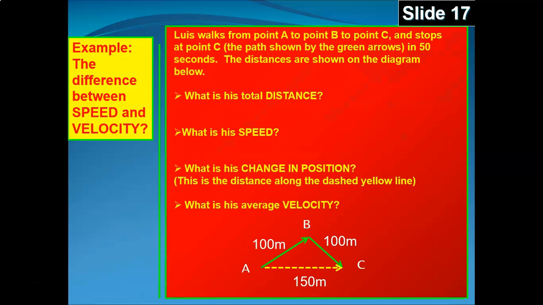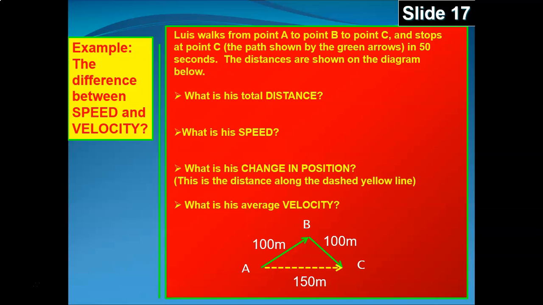So example, the difference between speed and velocity. Luis walks from point A to point B, so look at the diagram down below. He goes from A to B and then from B to C and stops at point C. So the path is shown by the green arrows. And it takes him 50 seconds to do that. The distances are shown on the diagram below.